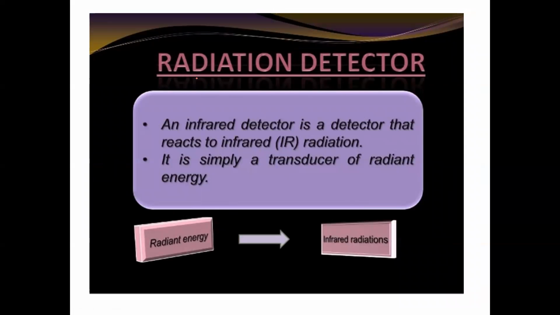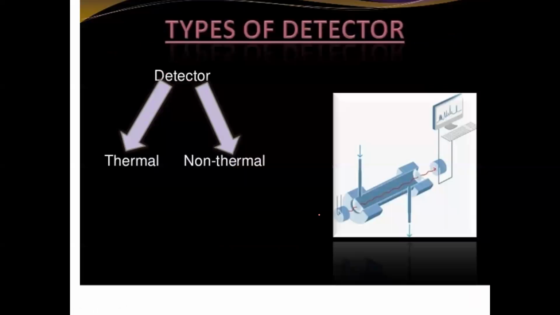So next one is the radiation detector, okay. An infrared detector is a detector that reacts to infrared radiation, and it is simply a transducer of radiant energy, okay. So if you are going to use a detector, it must be able to react to IR radiations, okay. So it is the quality of a detector, and it is simply a transducer of radiant energy. Radiant energy means it absorbs the infrared radiations, okay.